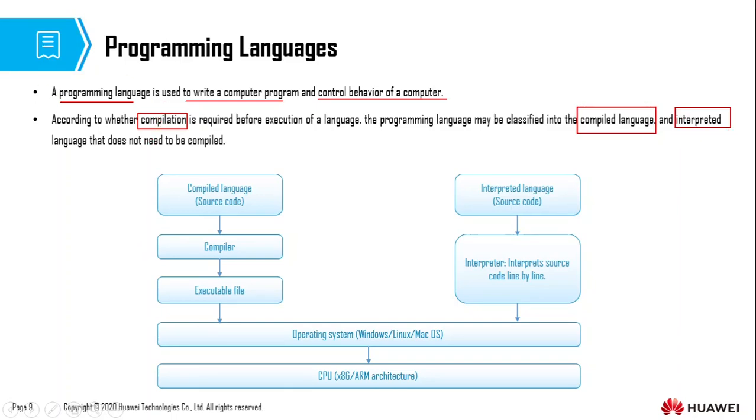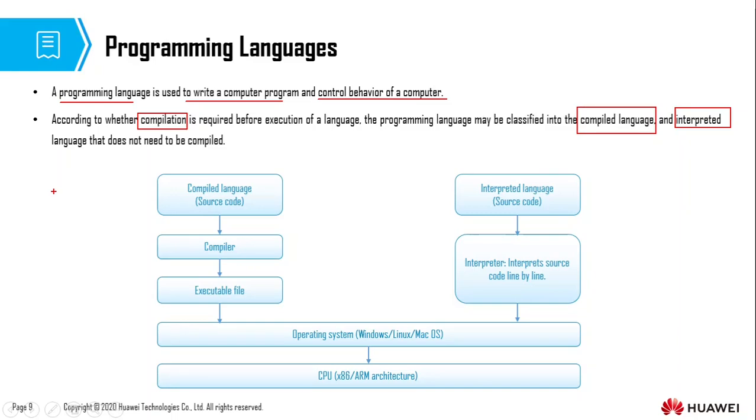Now, what is compilation? Compilation is converting a program from a high level language to a low level language that is understandable by the machine. That is what we call compilation.